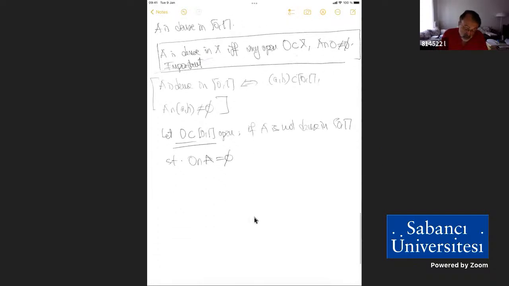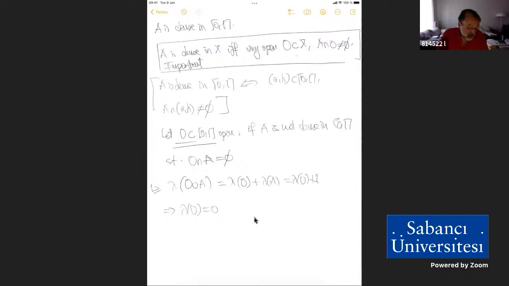Okay, so let's calculate then the union of O with A and its probability. This is equal to probability of O plus probability of A minus probability of O intersection A, which is empty, hence it is 0, that's all. Now, since probability of A is equal to 1, this is less than or equal to 1, and this is equal to lambda(U) plus 1. Hence, this implies that lambda(U) is equal to 0, probability of U.